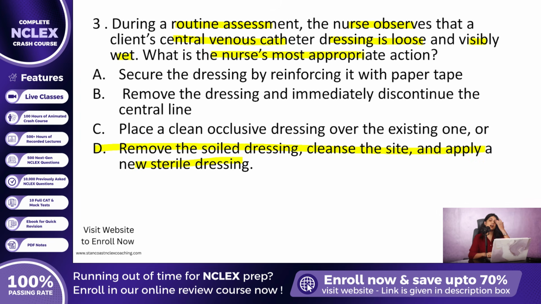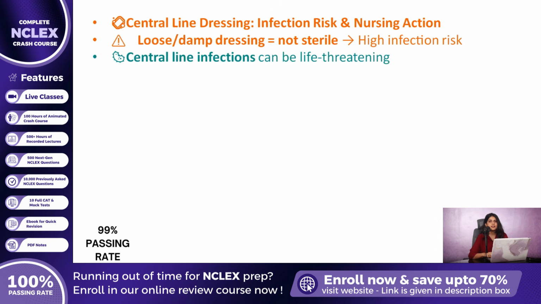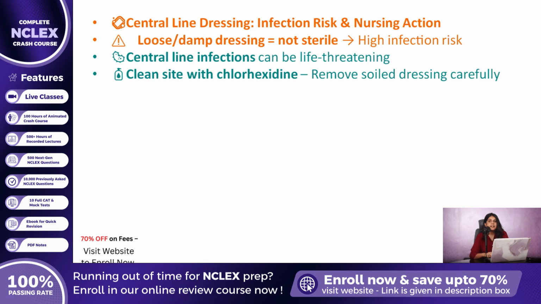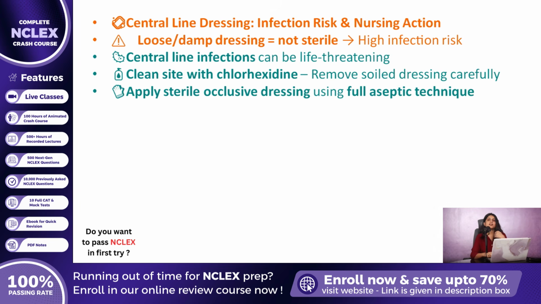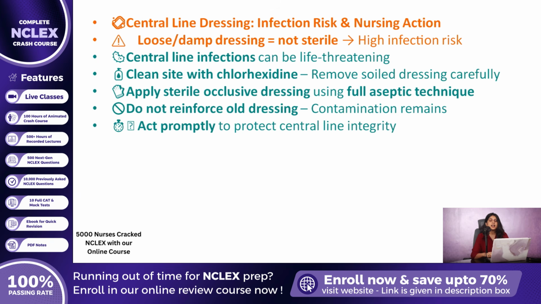Here is the rationale. A loose and damp dressing on a central venous catheter is no longer sterile and is a direct risk for infection, especially central line-associated bloodstream infections. The nurse must use medical asepsis to carefully remove the soiled dressing, cleanse the insertion site, typically with chlorhexidine, and then apply a sterile occlusive dressing under full surgical aseptic technique. Simply reinforcing or covering the old dressing does not eliminate the contamination. Timely intervention and strict aseptic technique are critical in maintaining central line integrity and reducing life-threatening complications.